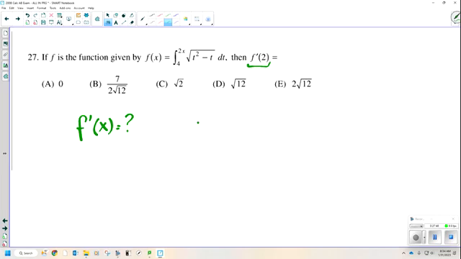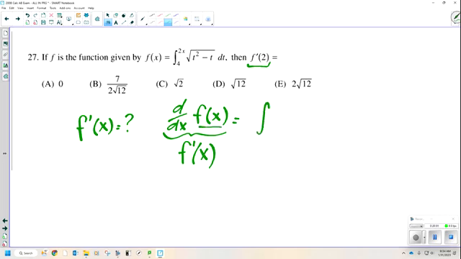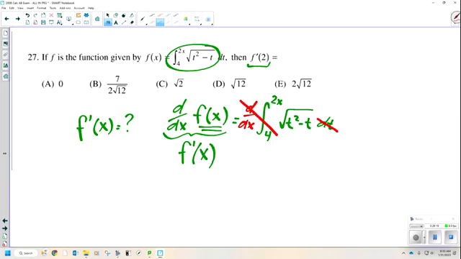First of all, if we have f of x and I want to take the derivative of it, because that's how I get f prime of x, that means I have to take the derivative of what f of x is. F of x is the integral from 4 to 2x of the square root of t squared minus t dt. Anytime I take the derivative of an integral, they kind of cancel out. The dummy variable goes bye-bye, and what's up here is going to go in place of my t.